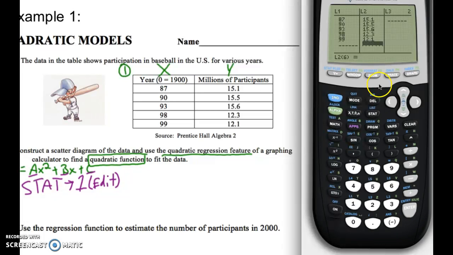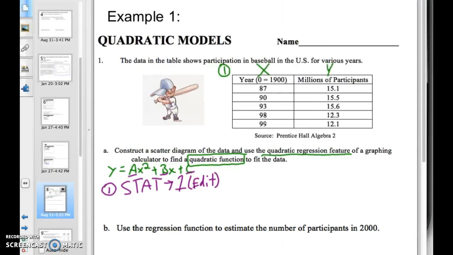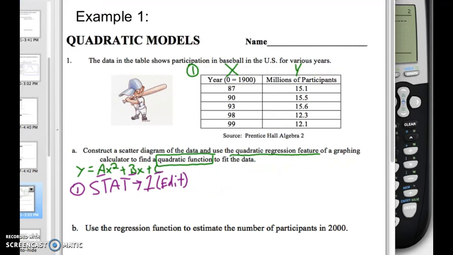You can check your work to make sure that there's the same amount of L1 entries or X entries as there is Y entries. And there's 5 over here, 5 numbers, and there's 5 over there. So I know that I've done this part right. So you're done with step 1. Let me go back over here and write out what step 2 is.